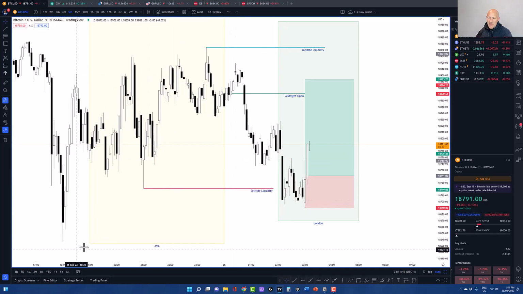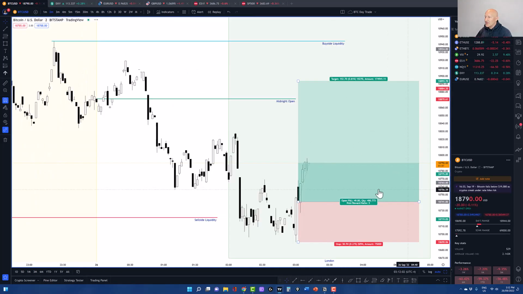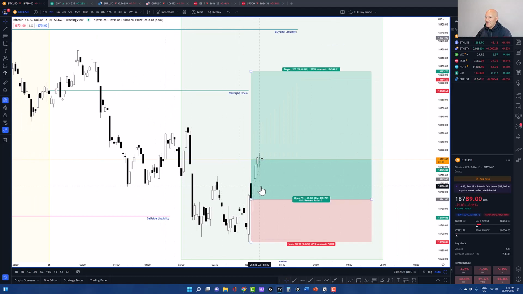You can see we didn't come down and take out this liquidity down here. We've only just come down to here and we've started to reverse. So once we've started to consolidate around this area, that's when we zoom in and we start looking for our setup. So if we zoom in, actually this is on the 2-minute chart. You can see it gets a little bit spotty, but you can still see the formation quite clearly.